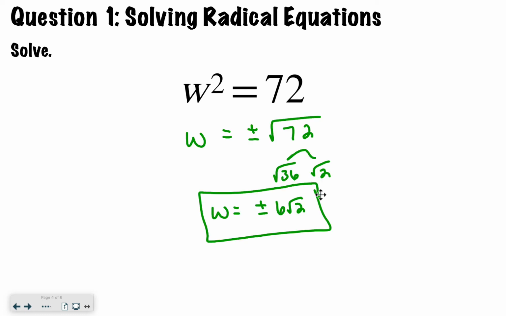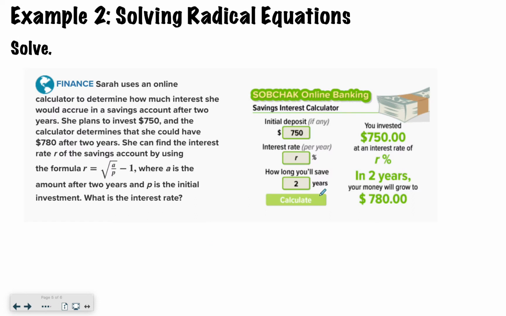Okay, for this problem, hopefully you said w equals plus or minus 6 square root of 2. If you have questions about that or anything I've covered so far in this video, please be sure to reach out for some help. I'm happy to help you. Let's move on to our last example for today.